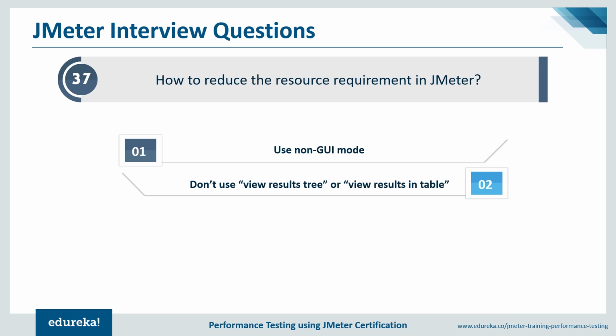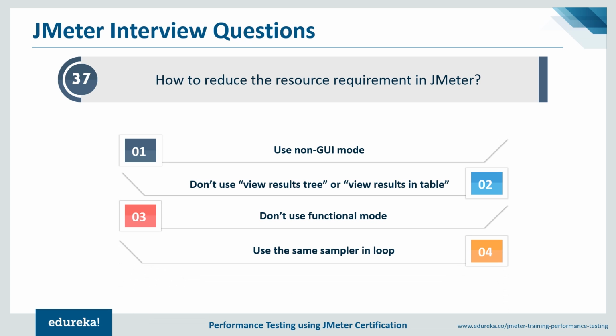Next up, during the load test, don't use the view results tree or view results in table listeners. Use them only during the scripting phase. Also, we should not be using the functional mode. And finally, instead of using lots of similar samplers, we must use the same sampler in a loop and use variables to vary the sample. So if we follow these steps, it will help us in reducing the resource requirement in JMeter.